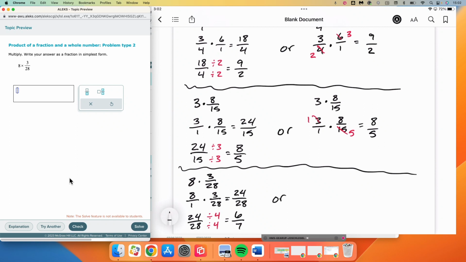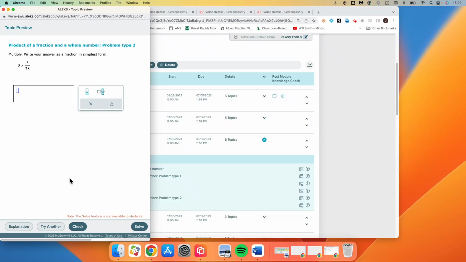So again, doing the cross-canceling method, we would have the exact same thing to start with. And at this point, we would notice that 8 and 28 both have a common factor of 4. So 8 divided by 4 is 2. 28 divided by 4 is 7. So we would end up with 2 times 3 is 6. 1 times 7 is 7.